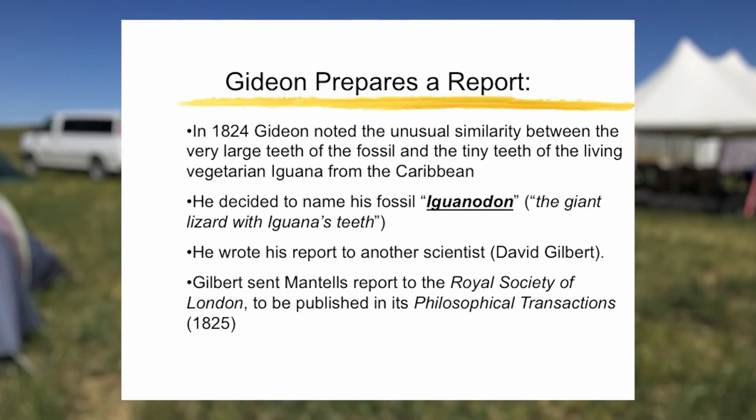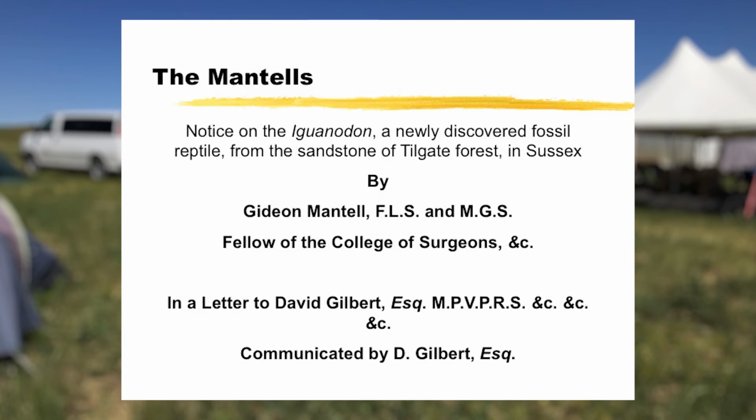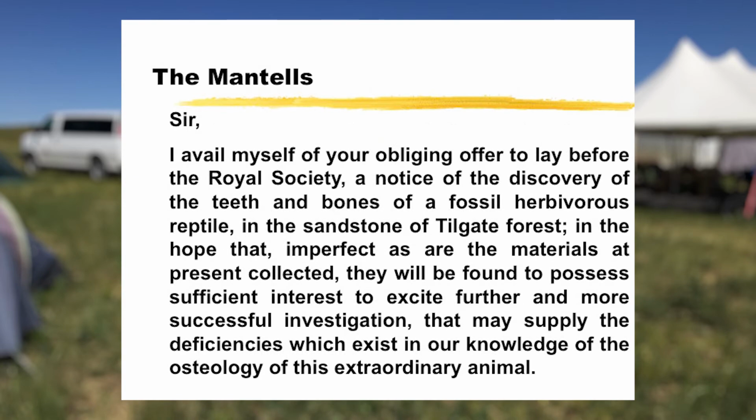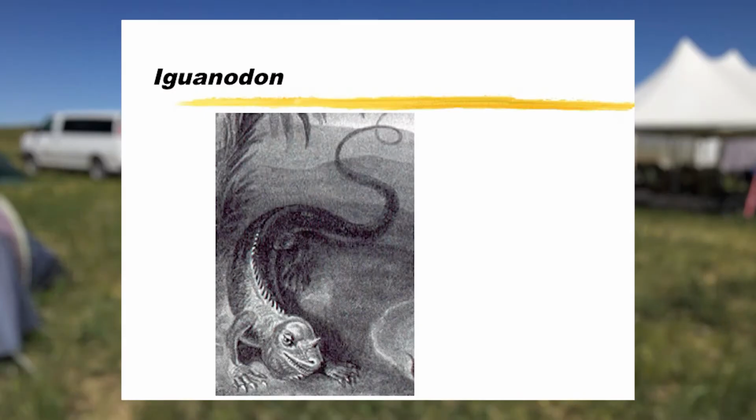So Gilbert sent his report to the Royal Society of London and published it in 1825. Here is the actual title and the heading of it. And you can see they use very flowery language that would be off-putting to us today. People would wonder why we wrote in such a stilted style. But that was typical of the kind of writing that they did back then.